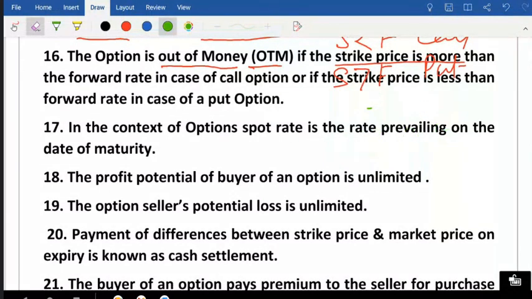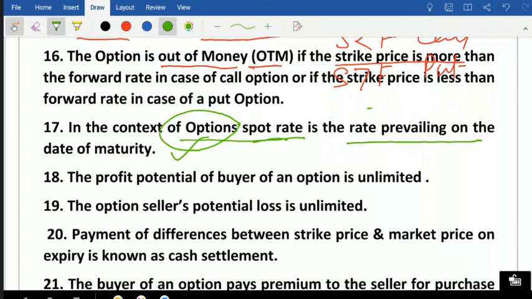In the context of an option, the spot rate is the rate prevailing on the date of maturity. So on the date of maturity, whatever the option is, the spot rate prevailing on that date applies. The profit potential of the buyer of an option is unlimited, and the option seller's potential loss is unlimited.